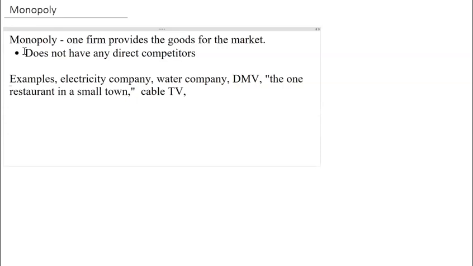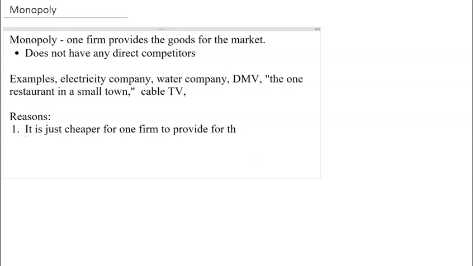Now, the question is, why are these monopolies? Why don't we have five electric companies serving a town? There are some reasons why monopolies arise. One reason is that it is just cheaper for one firm to provide for the whole market than having competing firms.